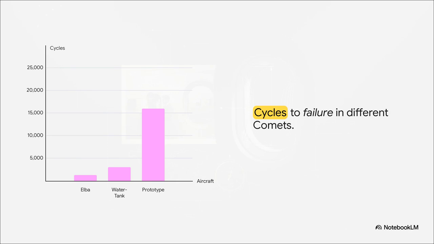When you look at the data, the contrast is stark and honestly tragic. Because of that accidental cold working effect, the overloaded prototype completely masked the true vulnerability of the design, surviving an incredible 16,000 pressurization cycles in testing. But the production aircraft, like the ones lost at Elba and Naples and the one in the water tank, never went through that extreme overpressurization beforehand. Their untreated metal failed at roughly 1290, 900, and 3060 cycles. The very test intended to prove the aircraft's safety had accidentally reinforced the exact areas the engineers most needed to study.